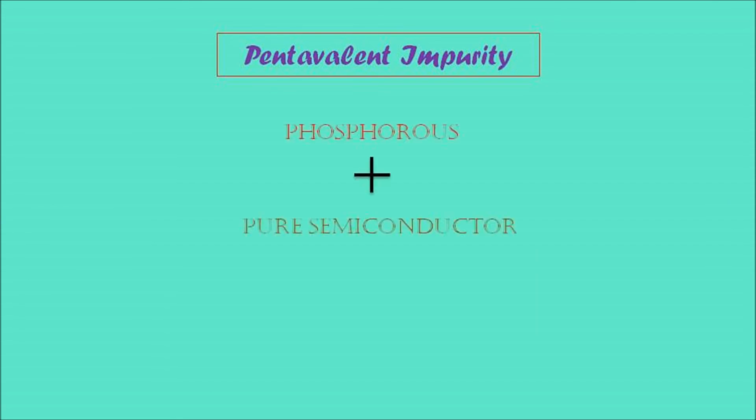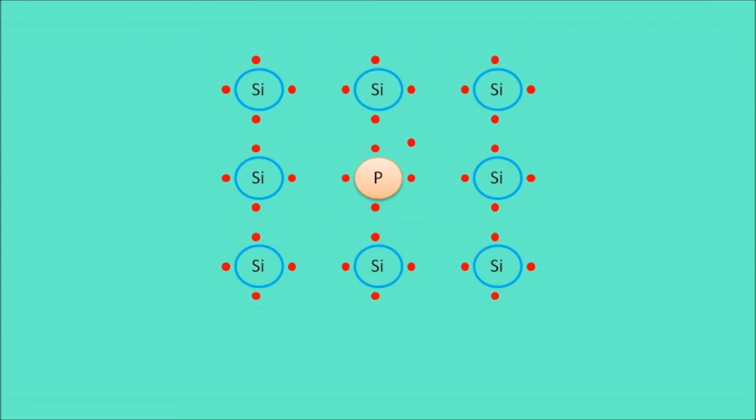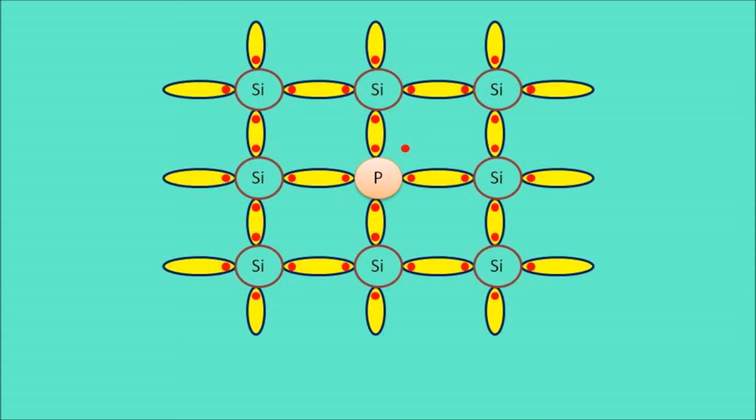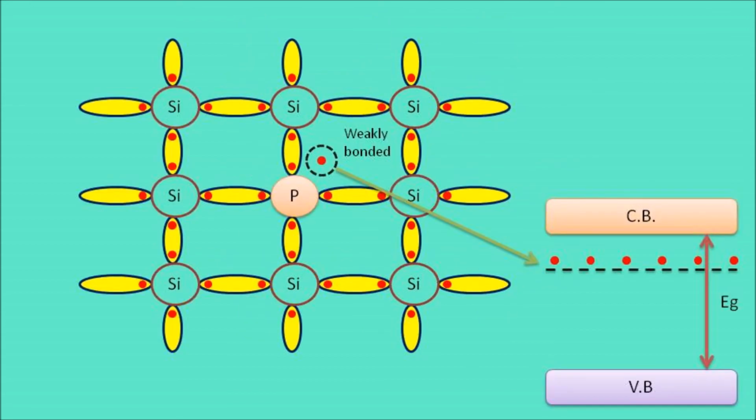When a small quantity of pentavalent impurity, let's say phosphorus, is added to pure semiconductor during crystal formation, some of the phosphorus atoms will get locked into the silicon crystal lattice. The phosphorus atom will use 4 of its valence electrons to form covalent bonds with 4 neighboring silicon atoms, while the 5th electron is weakly bound to it. This loosely bonded 5th electron occupies a state just below the conduction band. So at 0 Kelvin, the phosphorus atom is unionized and the conduction band is empty.